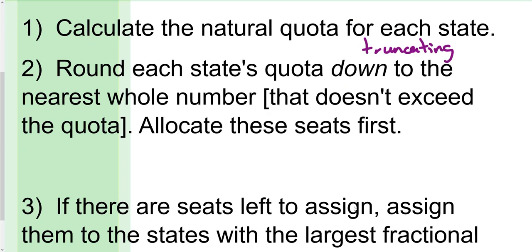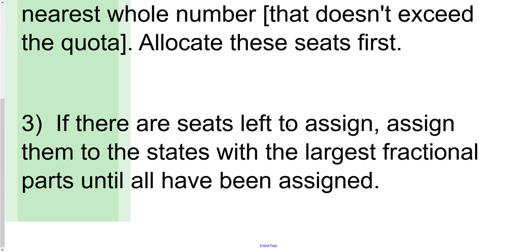Step 3. If there are seats left to assign, and in this method there will be, assign them to the states with the largest fractional parts until all have been assigned. Isn't that what we just did before? Hamilton's method was not groundbreaking. It was very common sense. Just give the extra seats to the states closest to earning it. That way everybody is as close as possible. That makes sense.